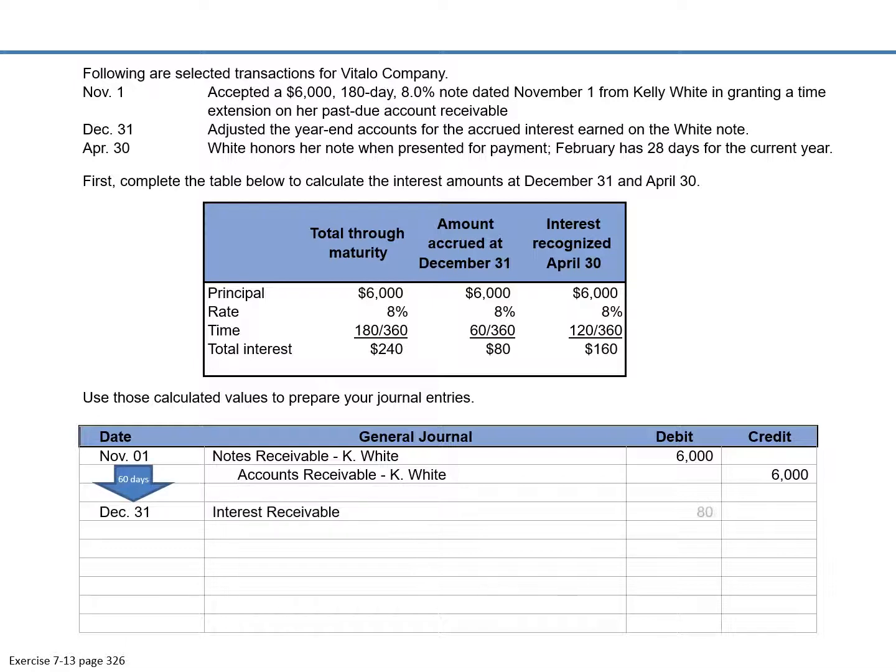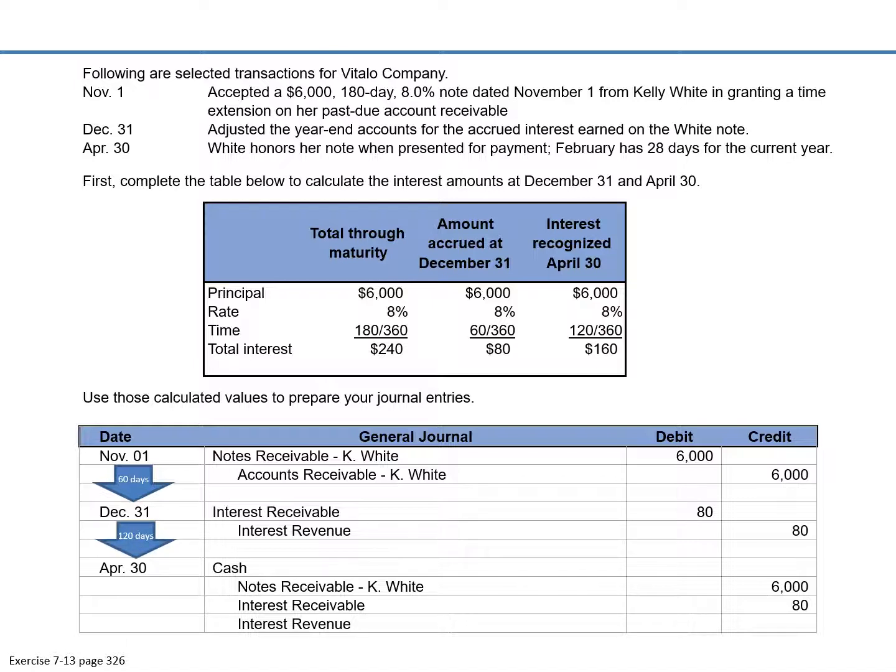Then on December 31st, we're going to record our interest receivable and our interest revenue for the amount that's accrued of $80. Then on April 30th, we're going to record the cash we received, which is going to be the sum total of the receivable principal, which is $6,000, the interest receivable that we recorded at the end of the year of $80, and the current year interest, which is the $160 we computed above. So we're going to collect $6,240 of cash from Kelly White.